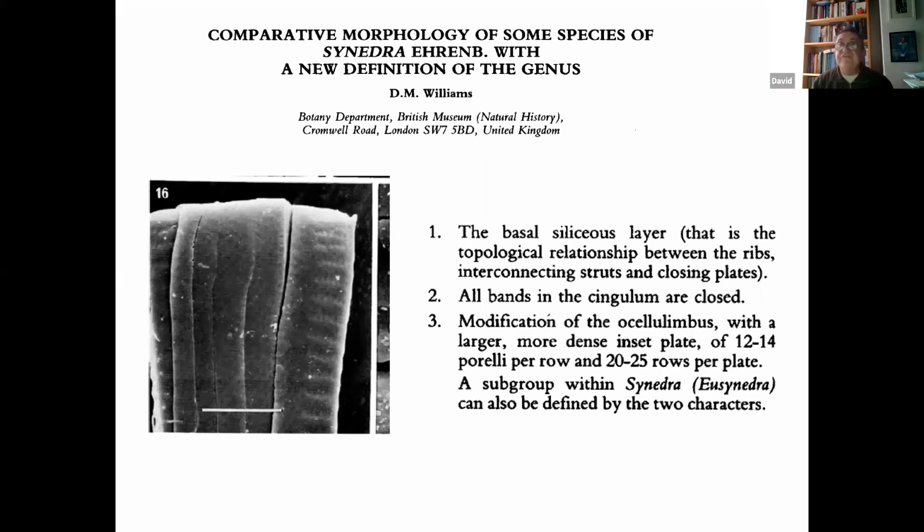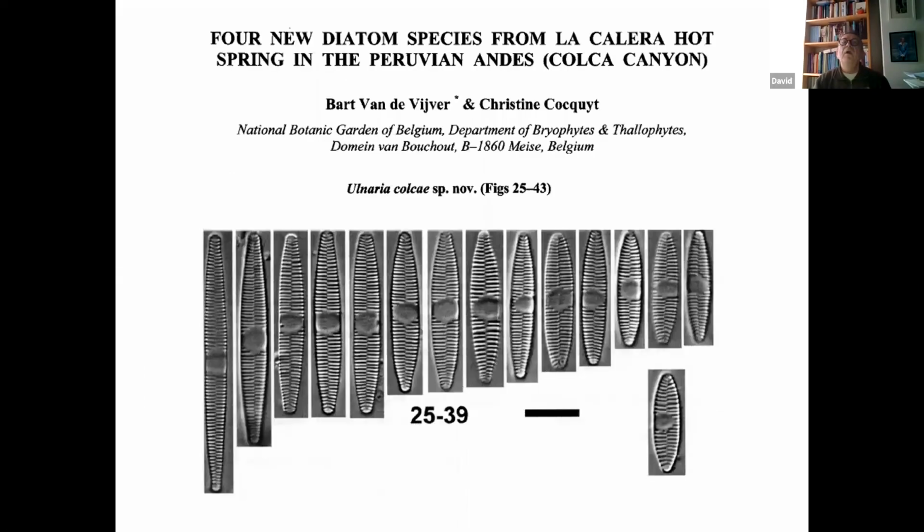So the characters defined the genus. Didn't matter what features it had elsewhere. It allowed me to see that some spined species that had been in Fragilaria before were actually part of this genus. So these were 3 defining characters, if you like, that held together reasonably well.